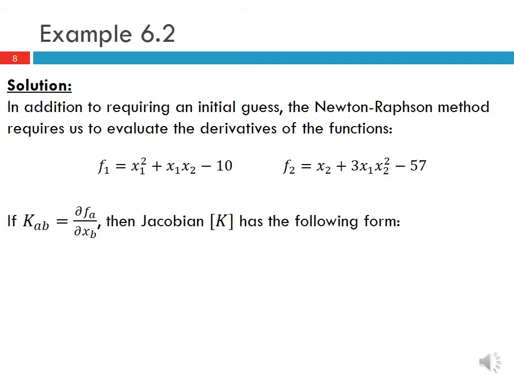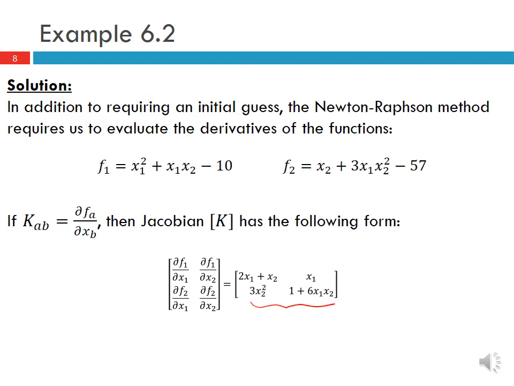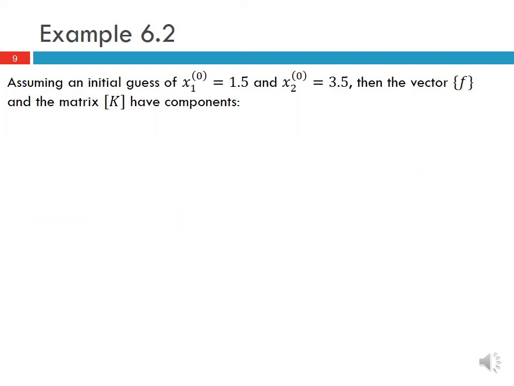And then we need to take these partial derivatives to form our Jacobian matrix K. So we need to take partial f1 by partial x1, partial f1 by partial x2, partial f2 by partial x1, and partial f2 by partial x2. And we can evaluate all those derivatives and plug them into our matrix K. Now if we assume an initial guess of x1 is 1.5 and x2 is 3.5, then we can calculate the vector f and the matrix K.